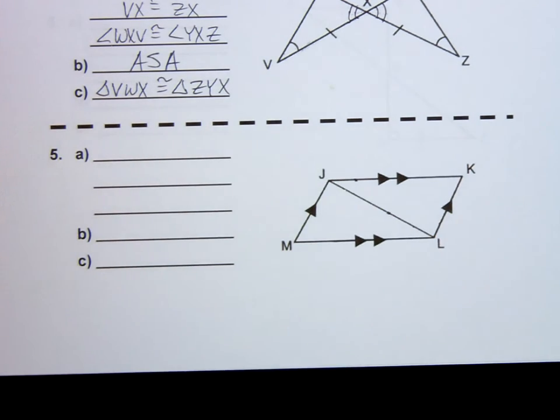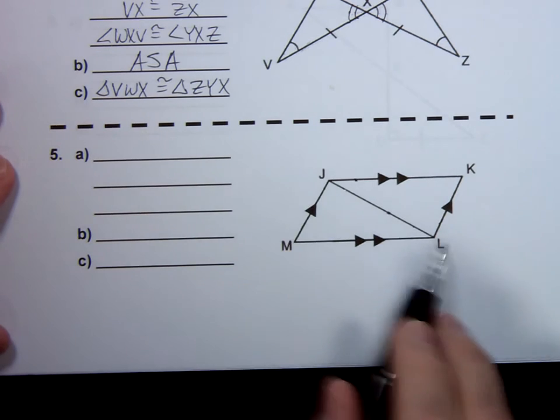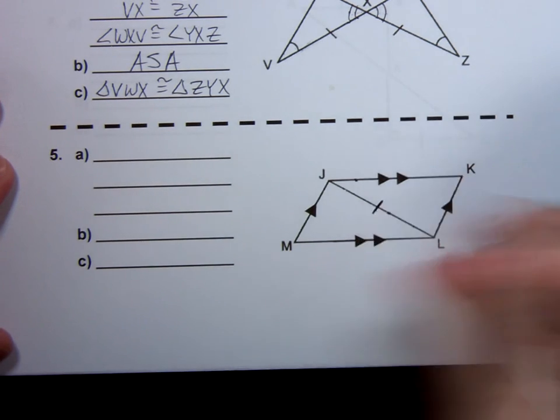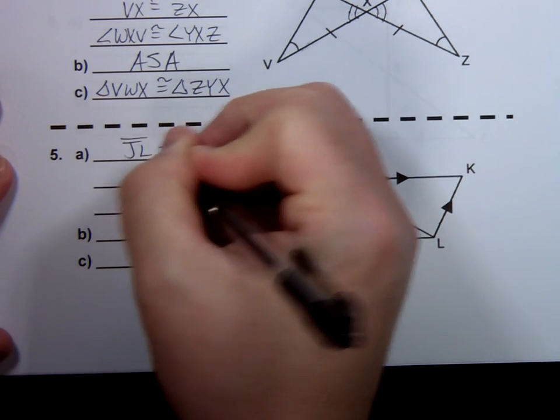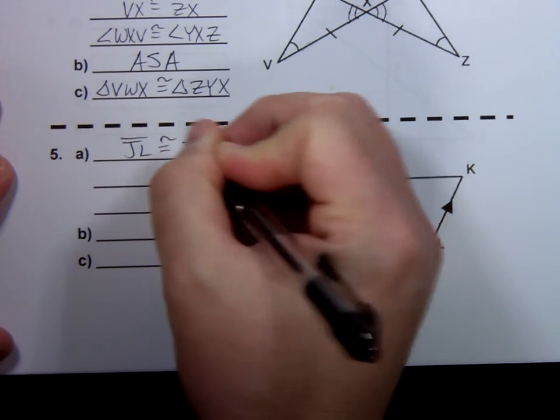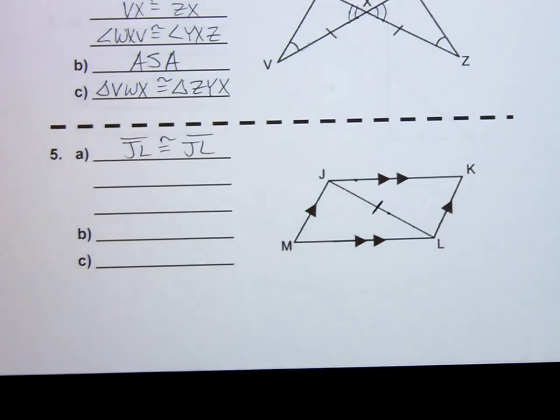Now the first thing I can see is that line segment JL is being shared by both triangles. So using the reflexive property, I know that line segment JL is congruent to line segment JL. That's one pair of congruent sides. Now I got these parallel sides. How am I going to use that to find anything congruent?